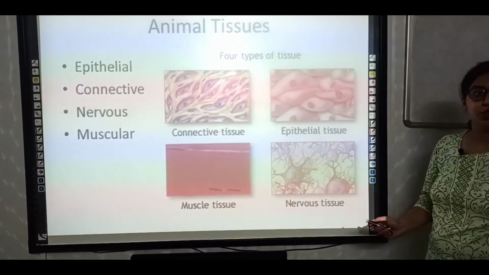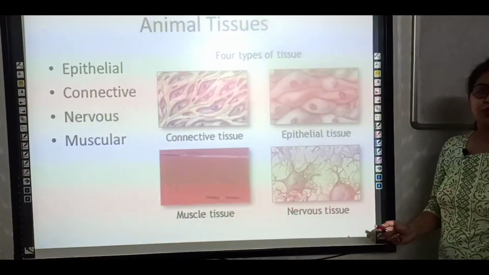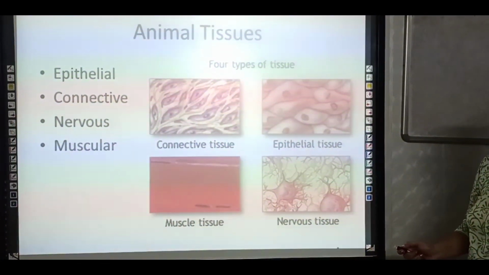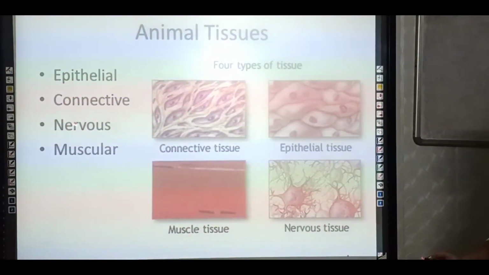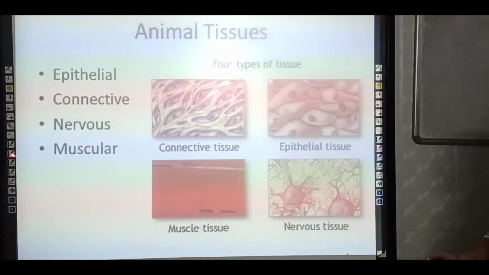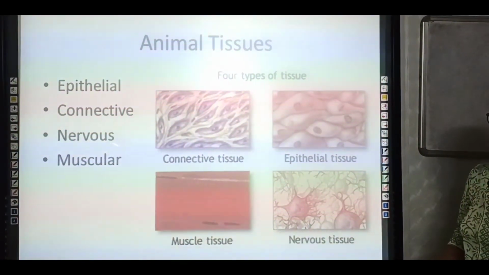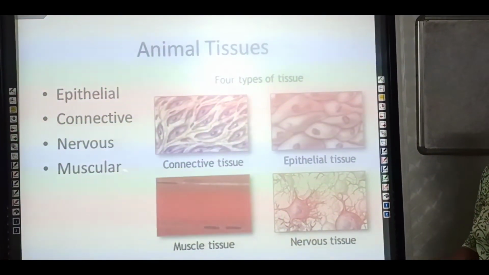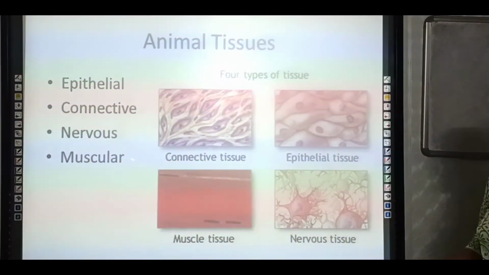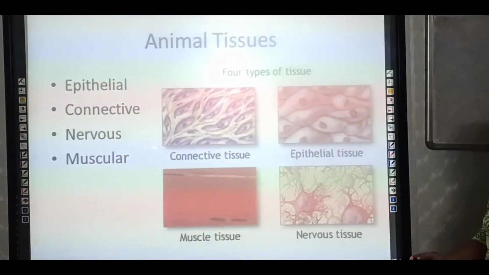Animal means human beings. We are also animals. So in our body also there are four different types of tissues: epithelial, connective, nervous and muscular. According to the NCERT, we have to study the structure of nervous tissue and muscular tissue, three different types of muscular tissue in this activity.